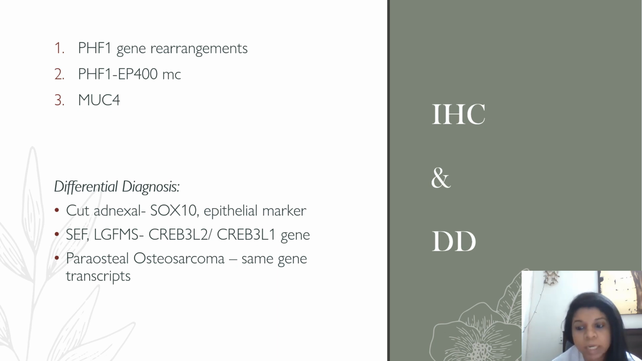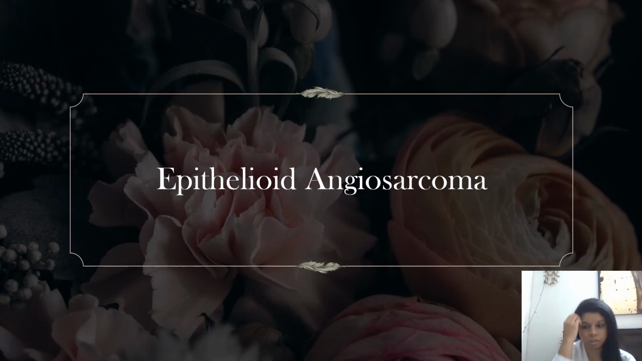If you have read recent advances 26, you can see there are so many fusion transcripts or gene rearrangements that can be seen with ossifying fibromyxoid tumor. And in that, some transcripts are common even with paraosteal osteosarcoma, which can be difficult to differentiate.